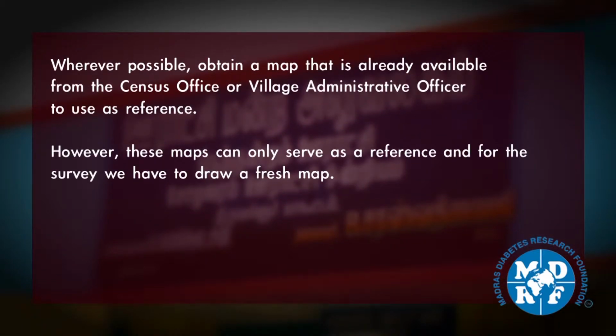The sections can be census enumeration blocks (CEBs) in the case of urban areas or village segments in the case of rural areas. Wherever possible, obtain a map that is already available from the census office or village administrative officer to use as a reference. However, these maps can only serve as a reference, and for the survey, we have to draw a fresh map.